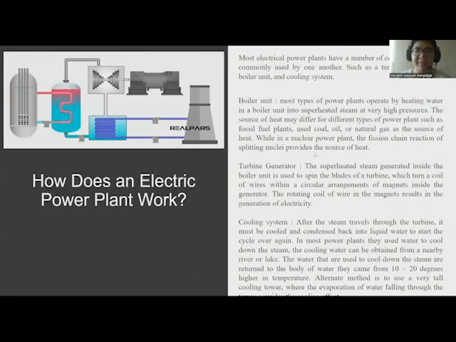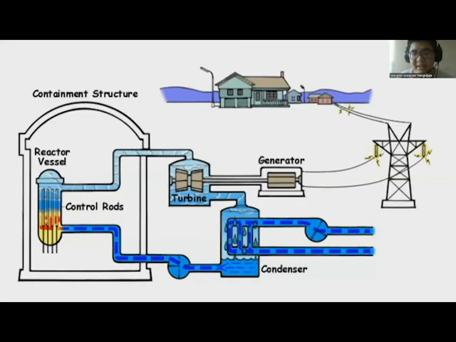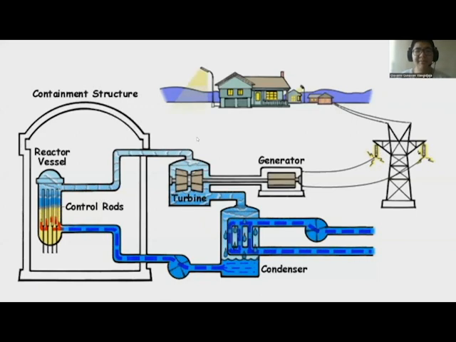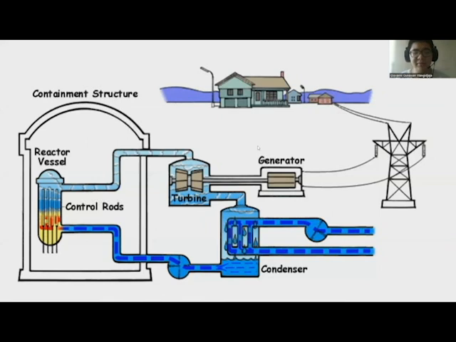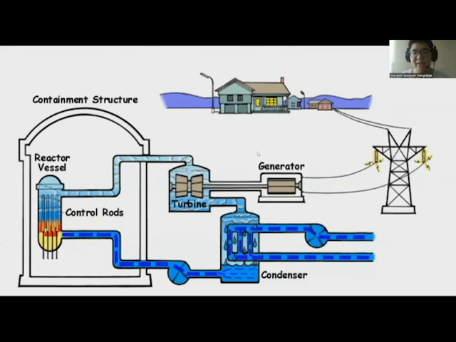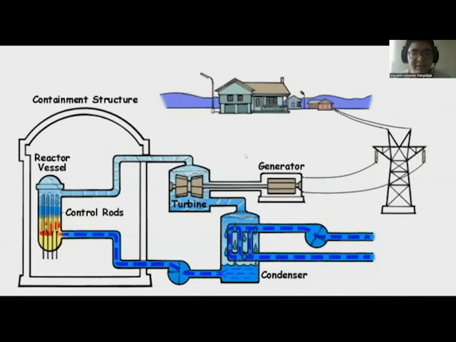Most electric power plants have some common components, such as a boiler unit, a turbine generator, and a cooling system. Now, speaking of this picture, let me explain what the components are, how they work, and how they influence electric generation.